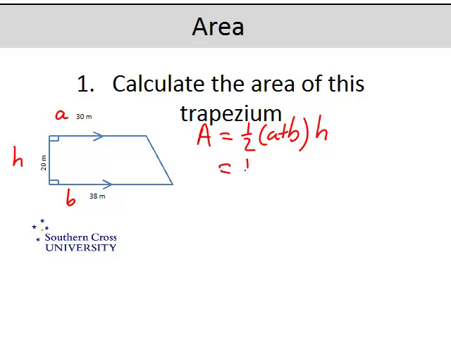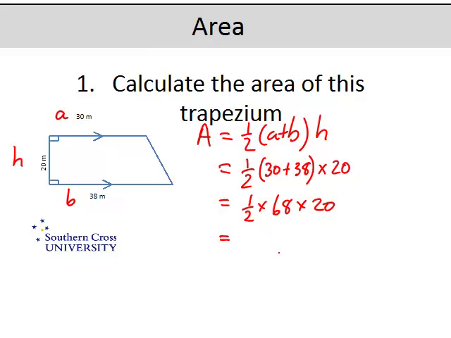So substituting the numbers in, it's a half times (30 plus 38) times 20, and that will be a half times 68 times 20, which will be 680, and the units are metres, I should say square metres.